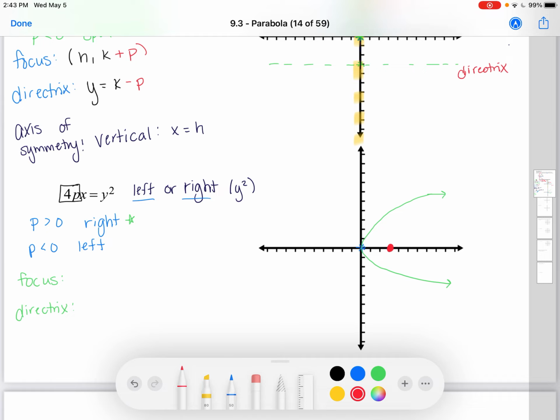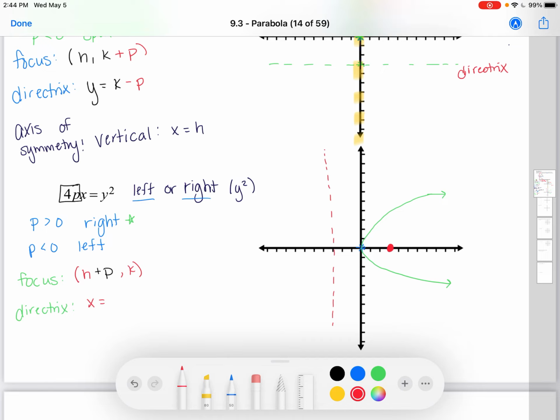It's not perfect. It's going to be inside of the picture, and it started again from the vertex, but this time it affected the h-coordinate, or the x-coordinate, by a value of p. So I'm going to add whatever that p-value was that I've already found. And then when I get to the directrix, it's going to be the same distance from the vertex as my focus was, but it's going to be a vertical line.